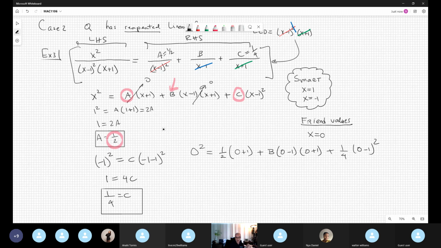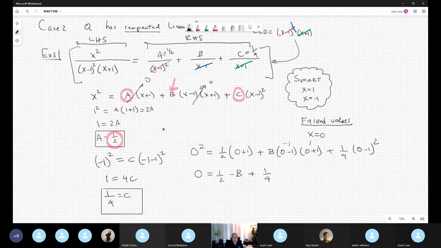I take advantage that I know A and I know C, and I assume x equals 0. So what is the only unknown that we have in the problem? B. Let's open. 0 squared is 0. 0 plus 1 is 1. 1 times 1/2 is 1/2. Plus, I don't know if it's plus or minus. 0 minus 1 is -1, and 0 plus 1 is 1, and -1 times 1 is -1. Actually it's not plus, it's minus B. And 0 minus 1 is -1, but -1 squared is +1, it is 1.